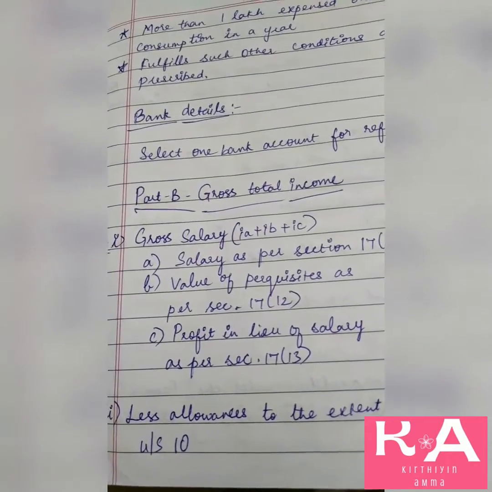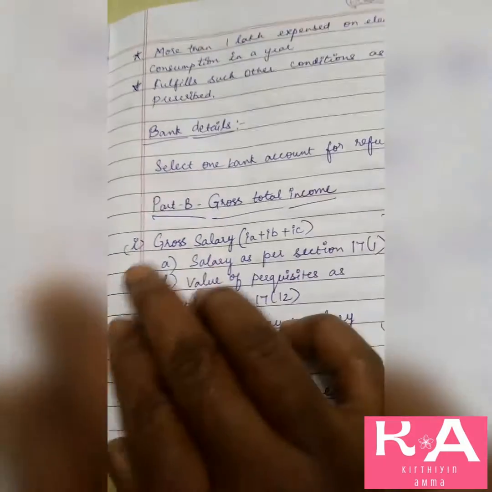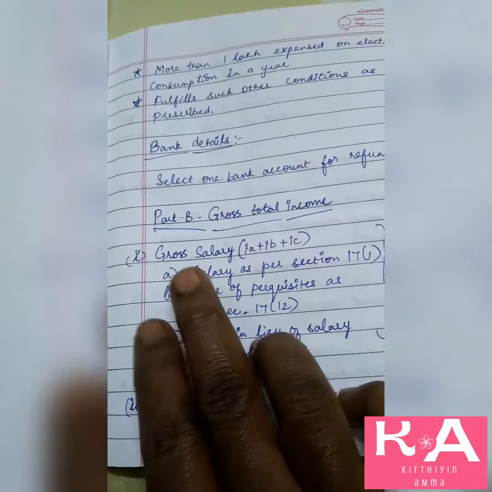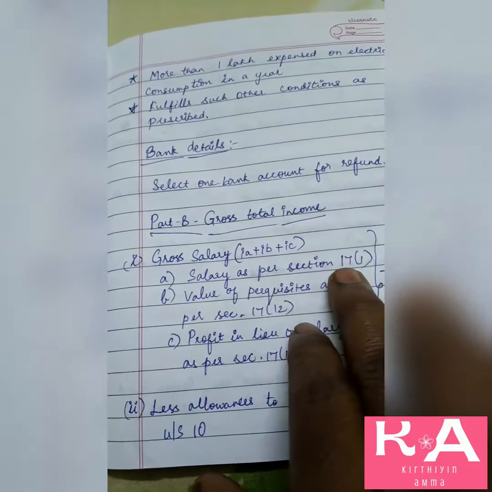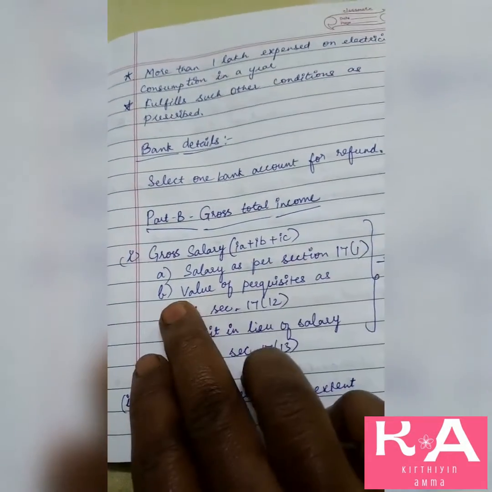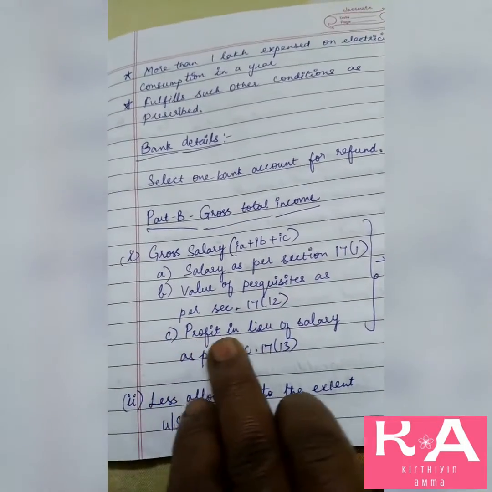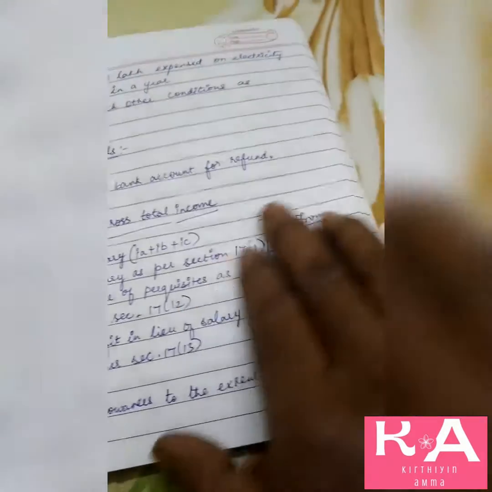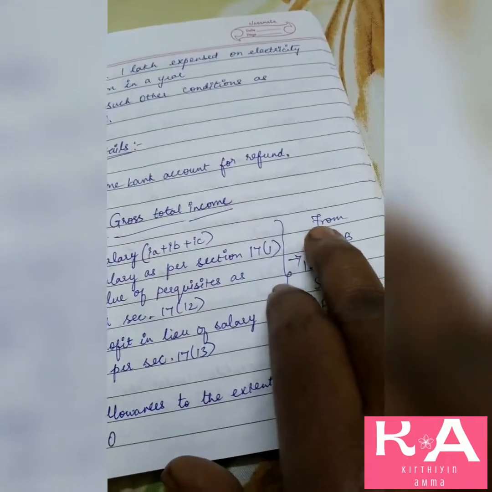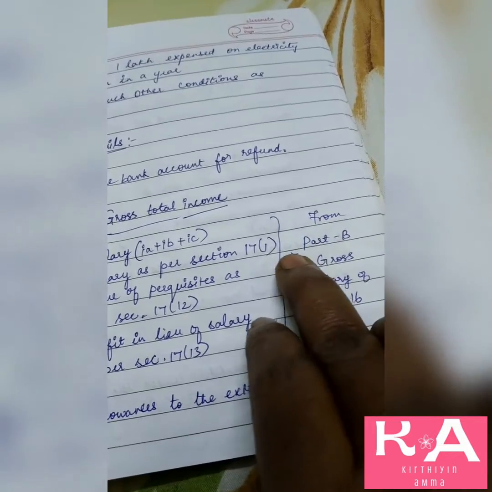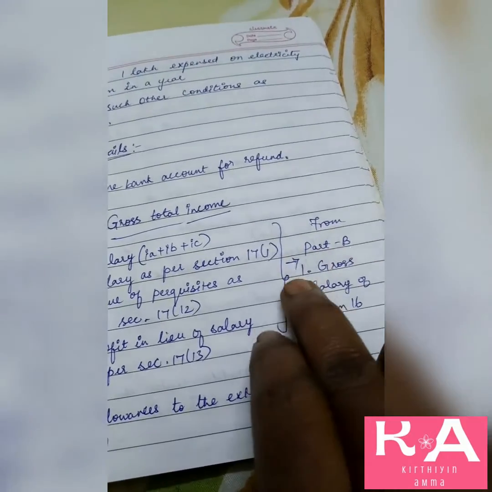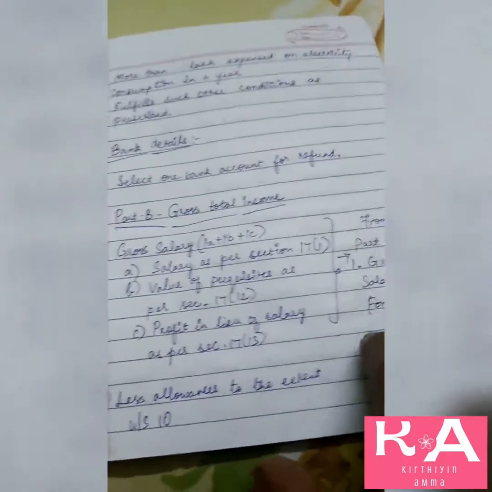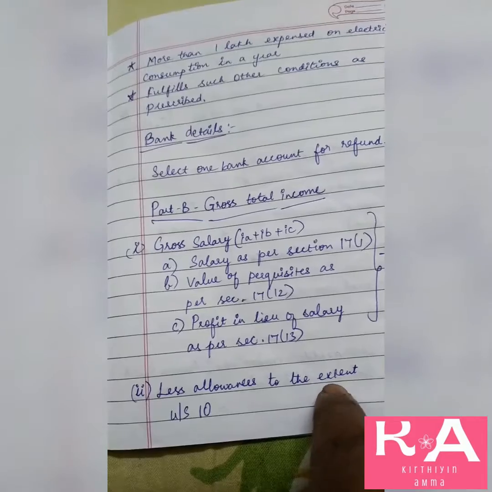So now let us see what are all the components for the gross total income. You will have gross salary. Under gross salary you will have salary as per section 17 subsection 1, value of perquisites, and profits in lieu of salary as per section 17 subsection 3. All these things you will have the amounts under part B, number 1, line item number 1, gross salary, of Form 16. Then come the allowances.